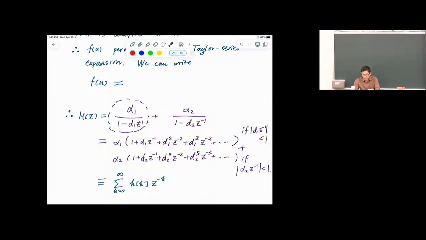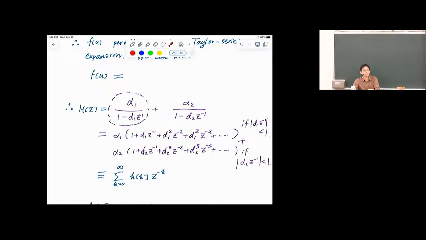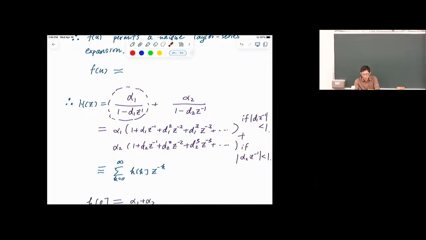And at least for this part, okay? And similarly for this other part, the equality holds as long as we consider the sum in this region, okay? All right, so for the equality to really hold, both criteria have to be satisfied. Is that clear? But anyways, this is to say that h of z can be written as that.